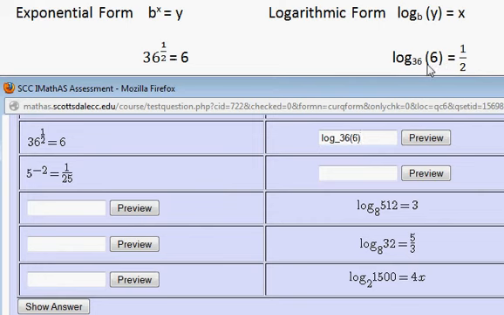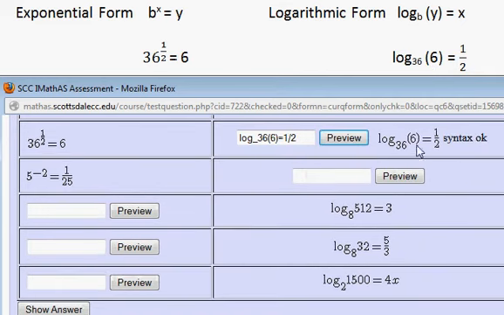And now I need to write equals and then 1/2, so 1 divided by 2. Just to make sure that this is correct, I'm going to hit preview, and it is written exactly like I showed here, and it says syntax is okay. To go backwards from log form to exponential form, which most students find easier, you go: this base raised to this power gives this result. So it'd be 36 to the 1/2 equals 6, which is exactly what's written over here.